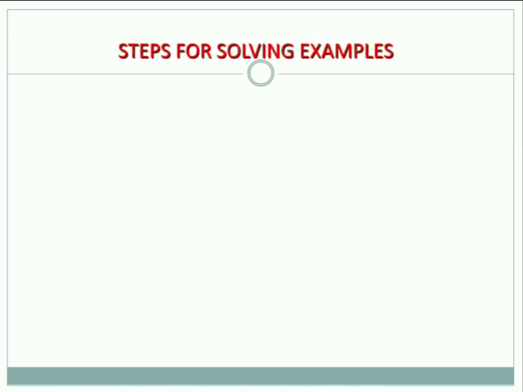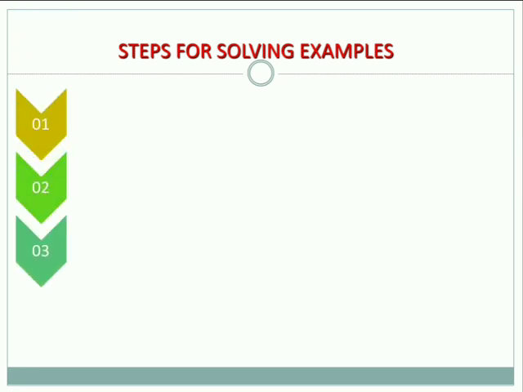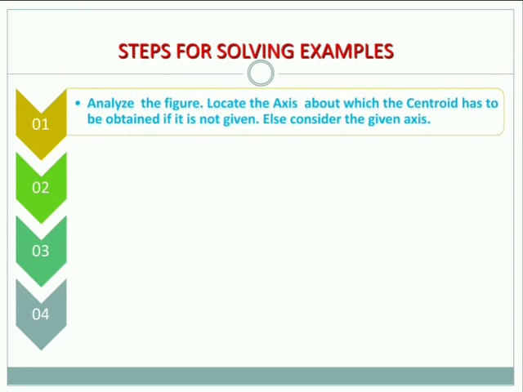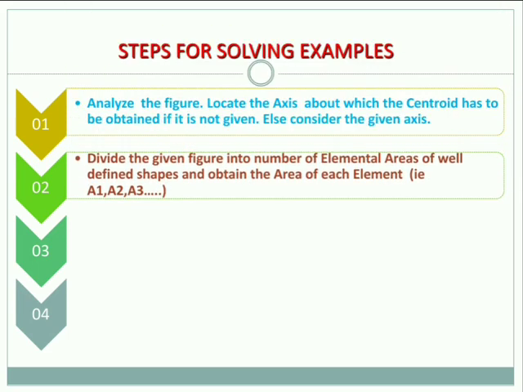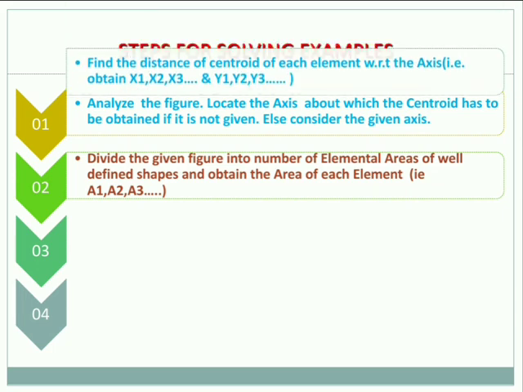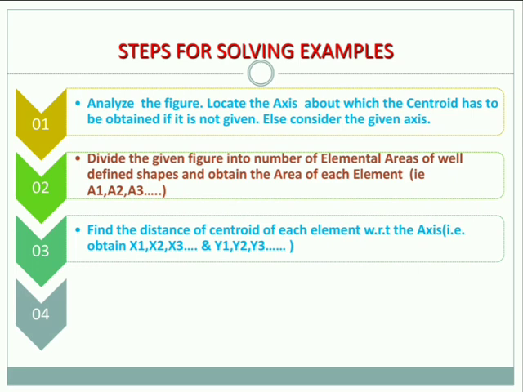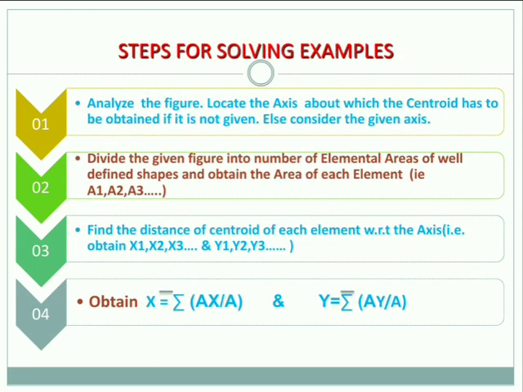So as told earlier, we will be following 4 important steps. The first step is to analyze the figure and locate the axis about which we want our centroid to be located. Divide the figure into number of elemental areas of well-defined shape and obtain the area of each element. Obtain the centroidal distances with respect to the axis. Last step is obtain the coordinates of the centroid.